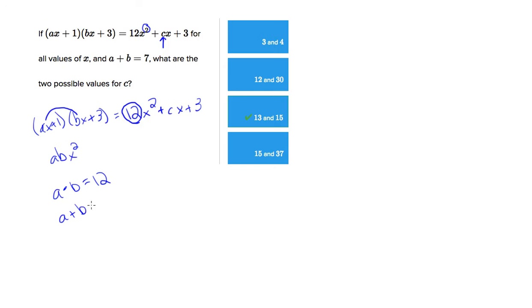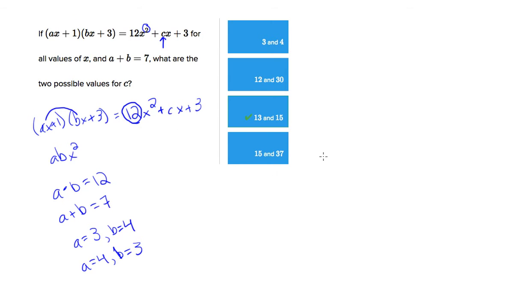We were told that a plus b equals 7. So the only options here are either a is 3 and b is 4, or a is 4 and b is 3. The order will change that middle term. That's why there's two possible values for c.